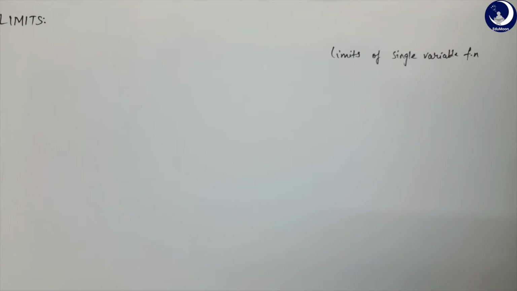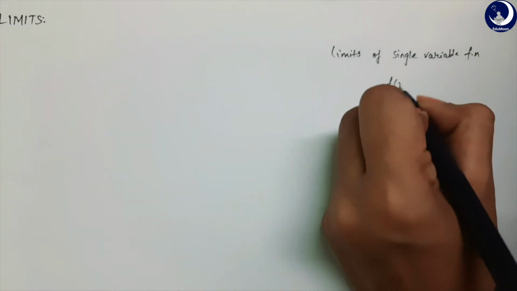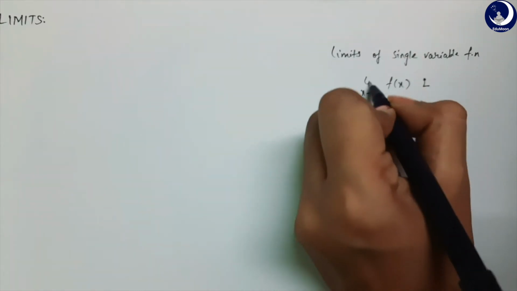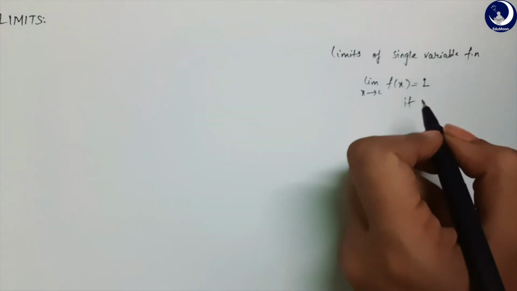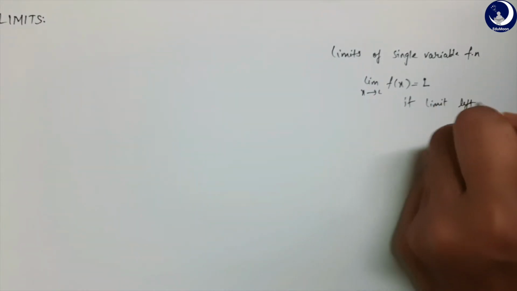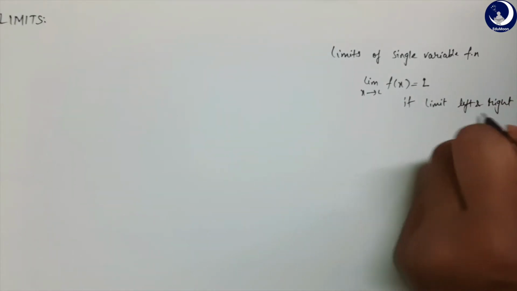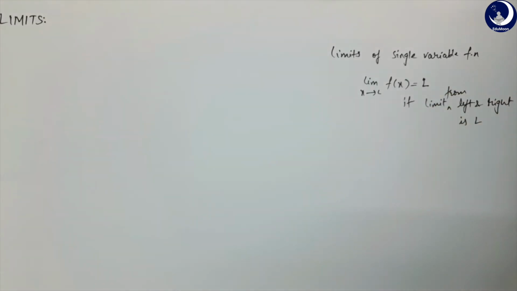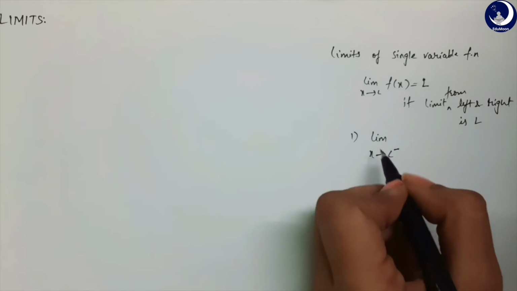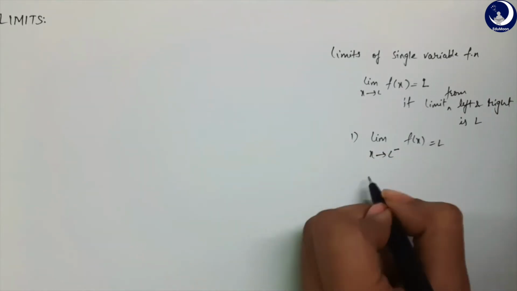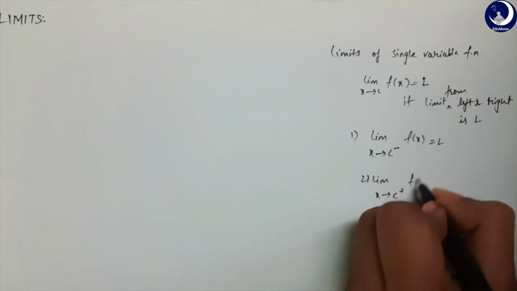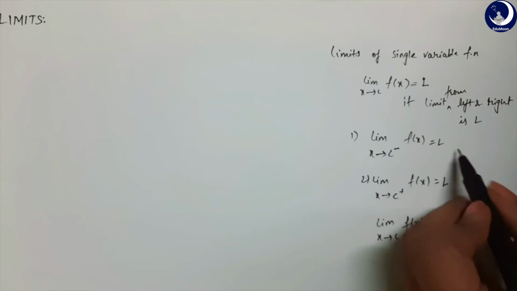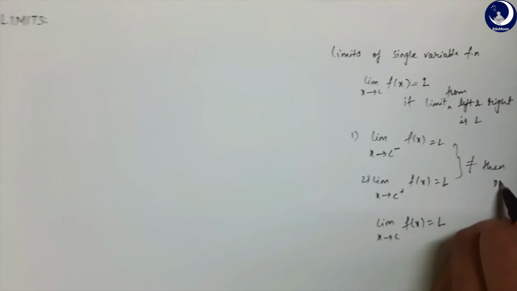Let's start off with what we already know, that is limits of single variable functions, which states that for a single variable function f of x, as x approaches c, the limit is L if the limit when it's approached from both left and right sides is L. Which basically means when the limit as x approaches c from the left side is equal to L, and when the limit as x approaches c from the right side is equal to L, only then we can say that the limit as x tends to c of f of x equals L. If these two are not equal, then the limit does not exist. We already know this.